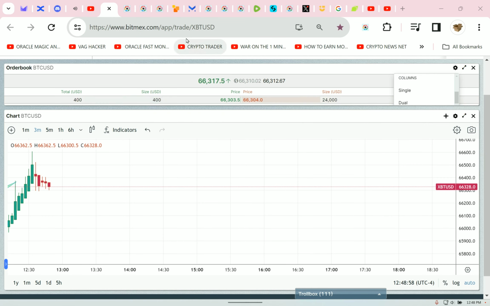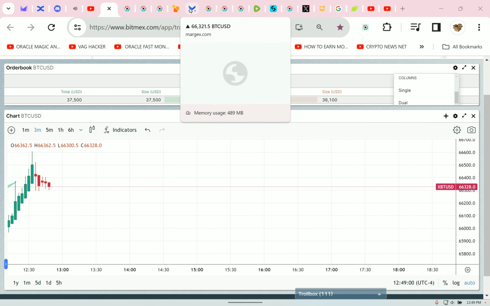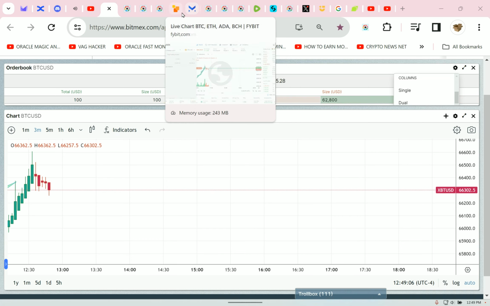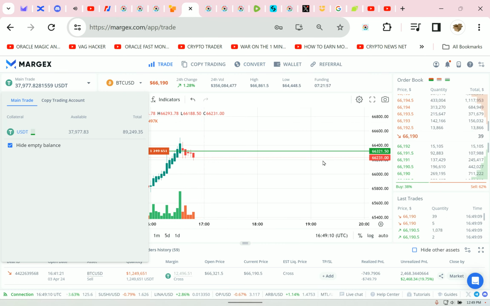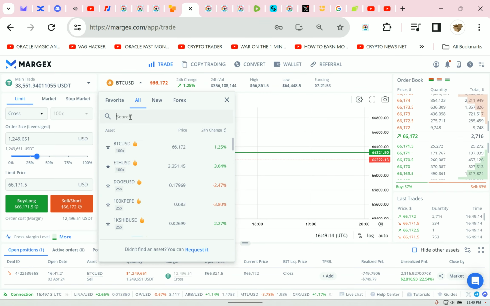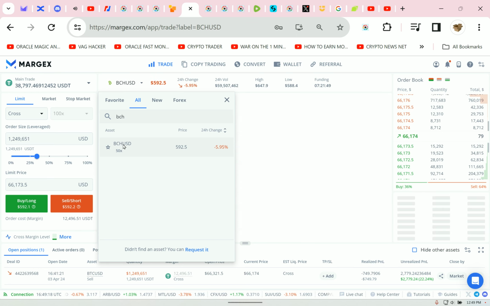Yeah, Bitcoin's going down. So let's hit Bitcoin hard on this one. Let's just take a look. We don't have time to wait for limit orders. We're going to hit Bitcoin and Bitcoin Cash on the Margex exchange. Let's just get to it right now. Over here is where you pick your BCH. BCH. Right there.